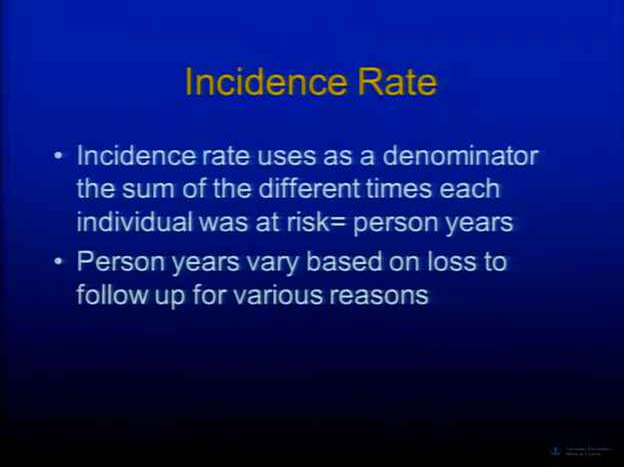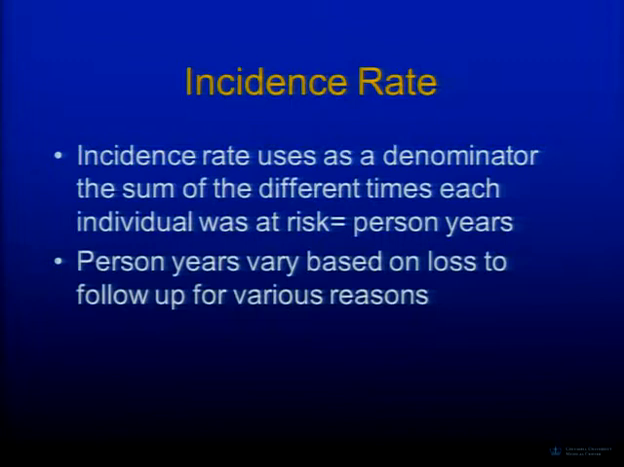So the incidence rate uses as a denominator the sum of different times that an individual was at risk, a concept called person-years. I'm going to explain this graphically on the next slide, and you might have already seen this in some of your readings. Person-years vary based on loss to follow-up or for various reasons. And you need this in order to calculate an incidence rate.